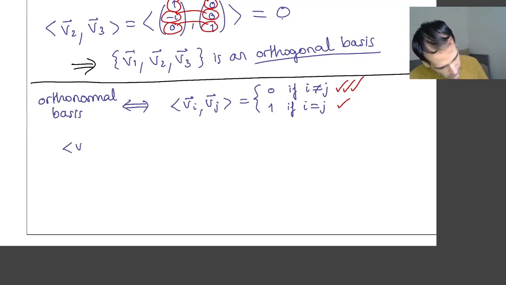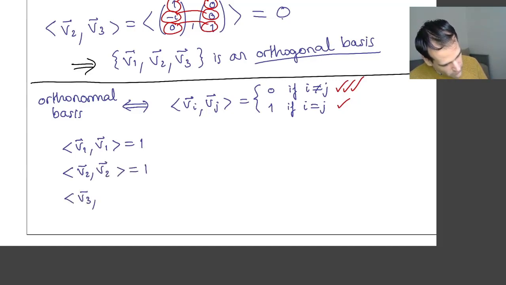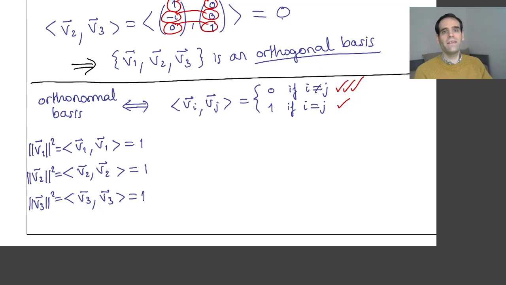So what do we need to check? We need to check whether v1 with v1 is equal to 1, v2 with v2 is equal to 1, and v3 with v3 is equal to 1. So this would mean that the norm of these vectors, the length of v1 squared, the length of v2 squared, and the length of v3 squared would be equal to 1. It would mean that the 3 vectors are unit vectors in terms of their norm. So the norm is 1 for all of the 3. It must be true for all of the 3.